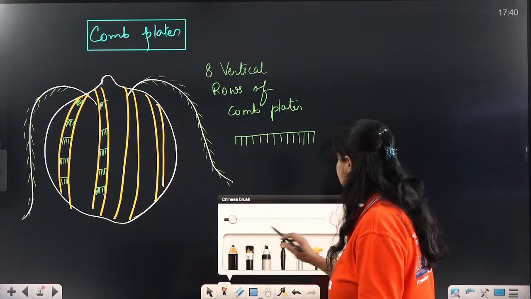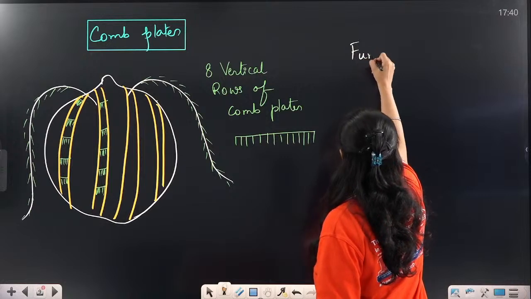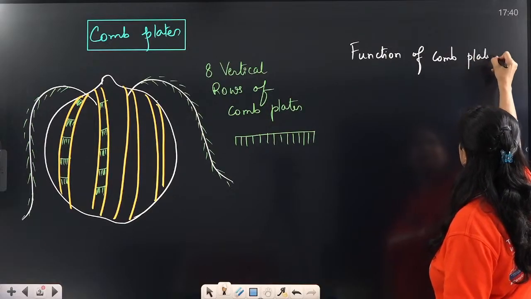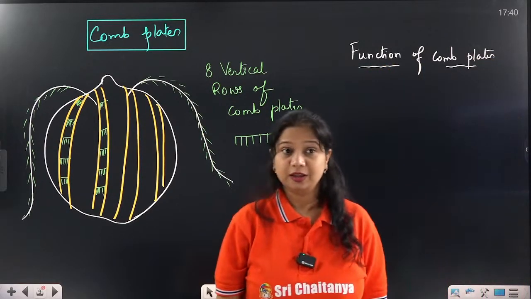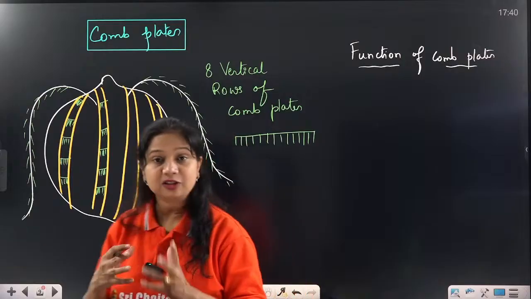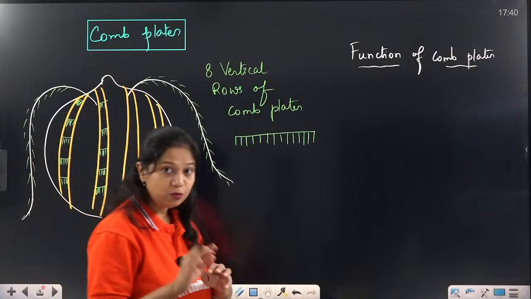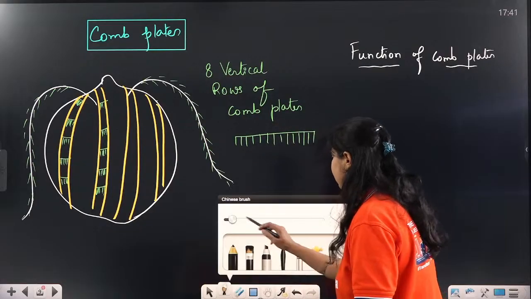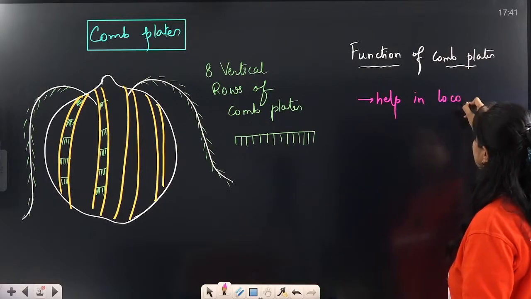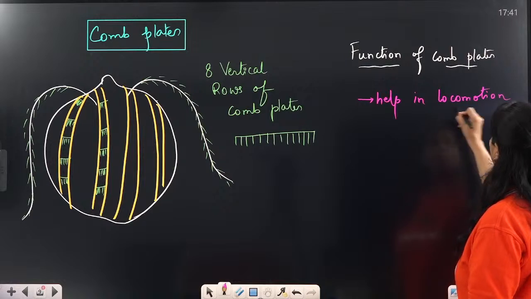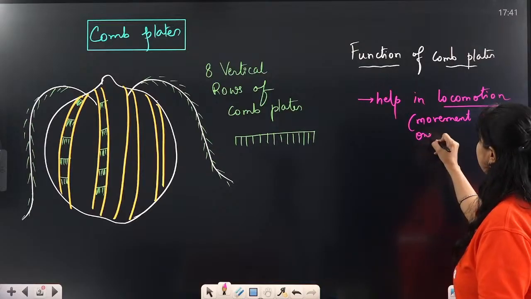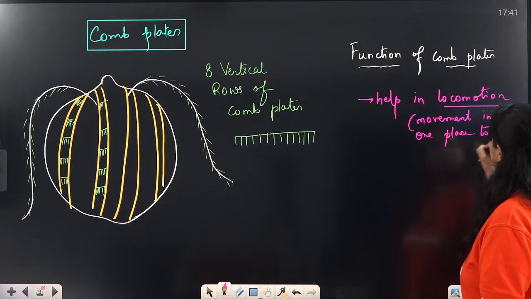Now, here again, what is the function of the comb plates? The function is very simple. The comb plates function is for locomotion. These teeth of each of these combs actually help in moving around. So they contain the structures which help in locomotion, in their movement. Locomotion is movement from one place to another. So that is the primary function, movement from one place to another.